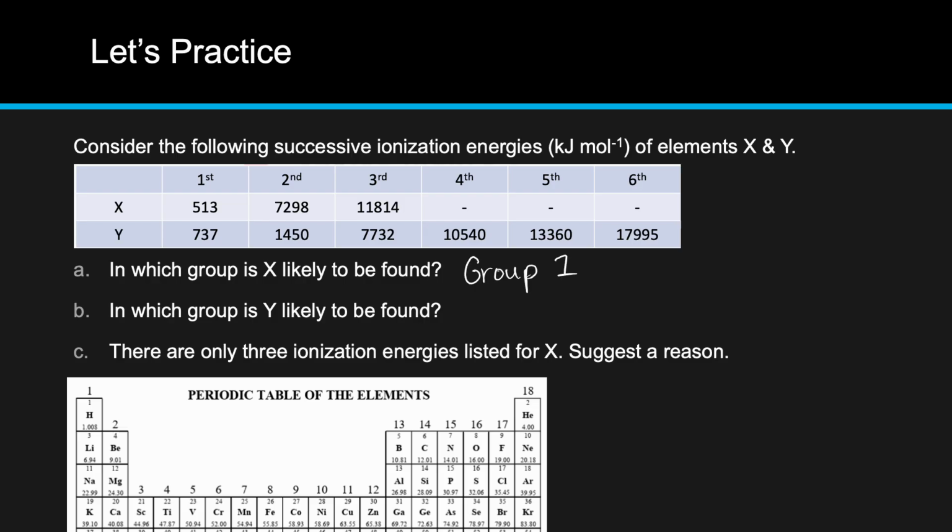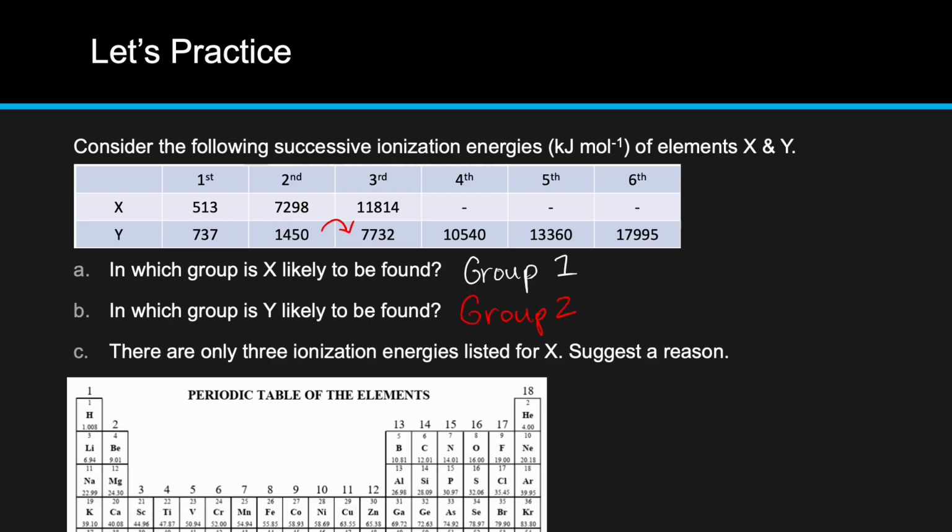And then B says, which group is Y likely to be found? If we're looking at the ionization energy for Y, we notice a large jump between the second and the third ionization energy, which means we're going to assume it has 2 valence electrons, and our group 2 elements have 2 valence electrons. And then C says there are only 3 ionization energies listed for X, suggest a reason.